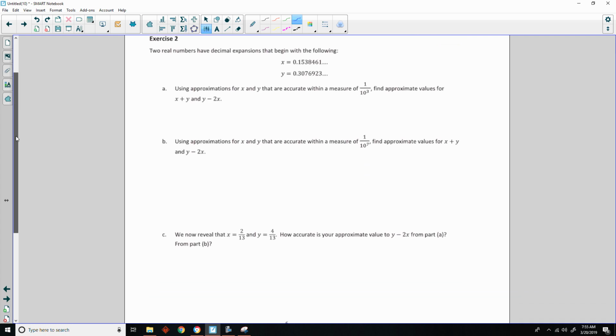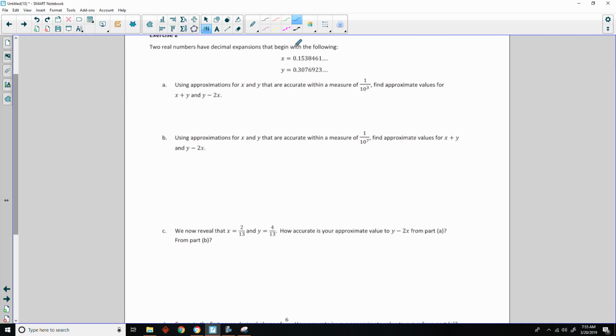Okay, exercise 2. Two real numbers have decimal expansions that begin with the following. Using approximations for x and y that are accurate within a measure of 1/10 cubed, find approximate values for x plus y and y minus 2x. When they're saying 10 to the third, that's how many decimal places we're going to truncate. Do I round up? When we're approximating out to decimal places like this, we do not round up or down. We just cut it off, and that is it.